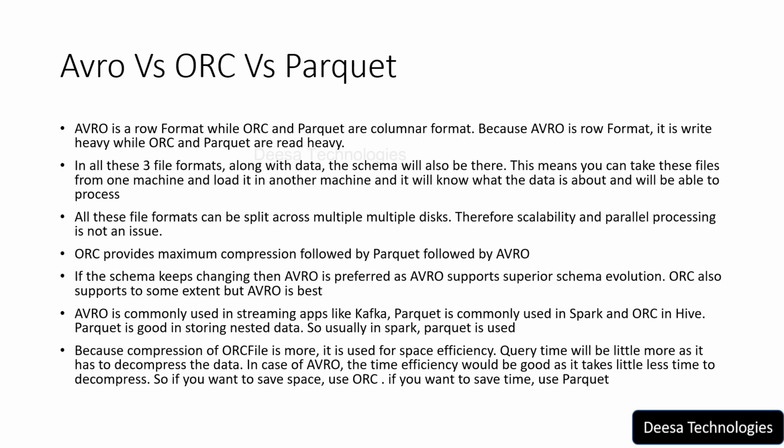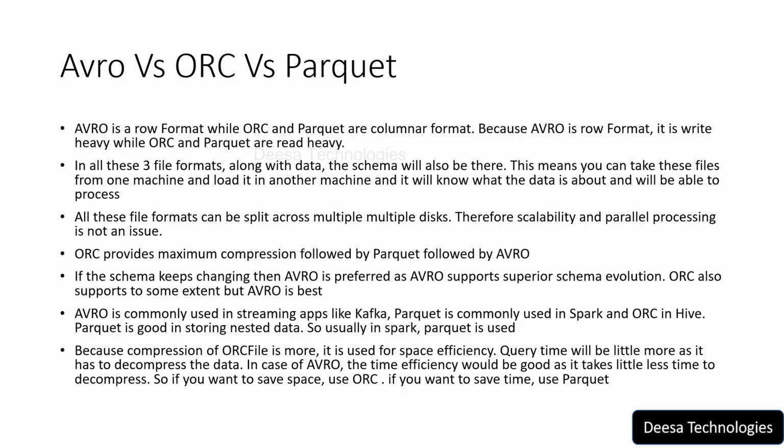Now, if the schema of your data keeps on changing, then Avro is the preferred file format. ORC is also supported to some extent, but Avro is superior in this aspect. So, if you have a changing schema, we go for Avro. So, where are these used? Avro is used in streaming apps like Kafka. Parquet is commonly used in Spark, and ORC in Hive.